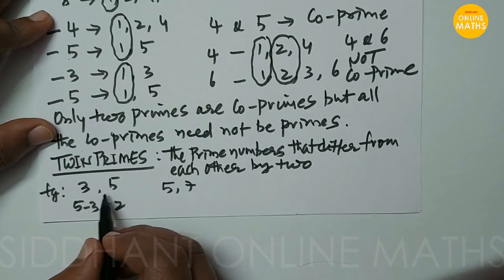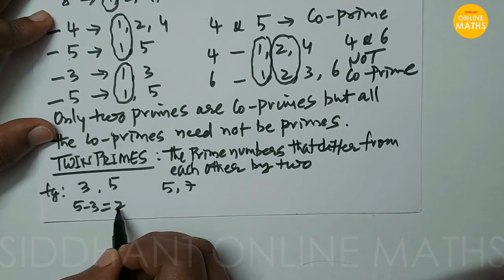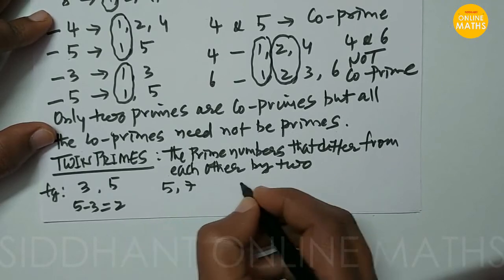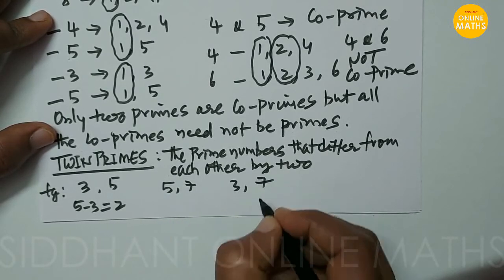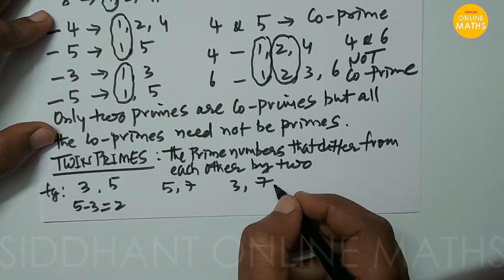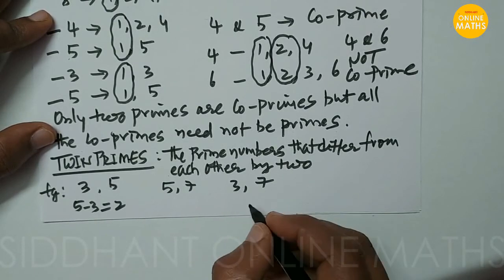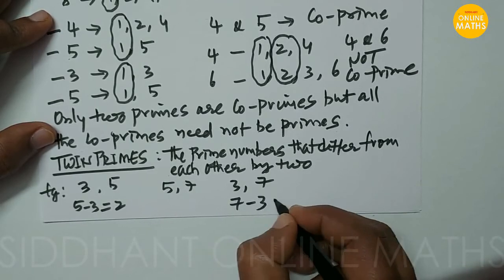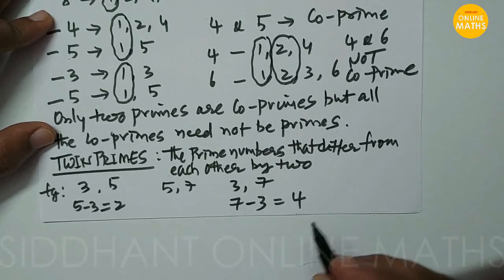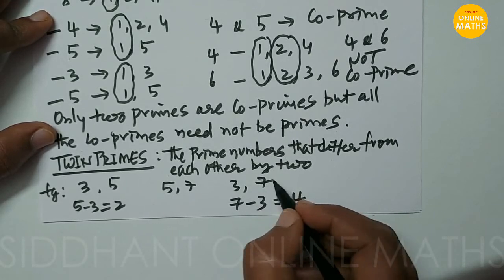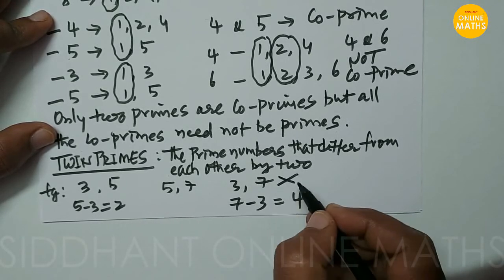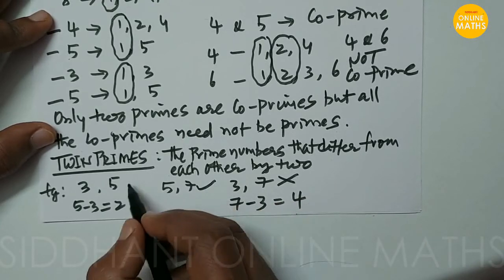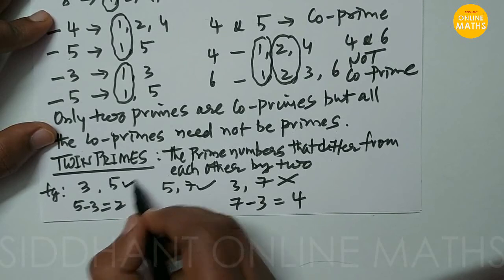Similarly, 3 and 5 are twin primes because the difference is 2. Now take 3 and 7. 3 is a prime number and 7 is also a prime number, but the difference is not 2. 7 minus 3 is 4. So we can't say 3 and 7 are twin primes. This is not a twin prime pair, while 5 and 7 are twin primes, and 3 and 5 are twin primes.